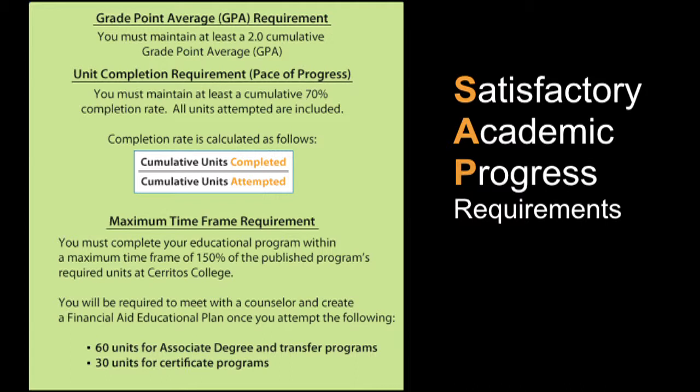In addition, the Financial Aid Office requires students to meet with a counselor and create a financial aid educational plan once a student attempts a certain maximum number of units. If a student is pursuing an associate's degree or transfer program, you must submit a financial aid educational plan at 60 attempted units. If a student is pursuing a certificate program, you must submit a financial aid educational plan at 30 attempted units. The purpose of these standards is to ensure that students are progressing towards their educational goals.